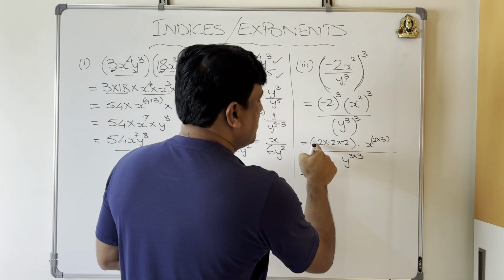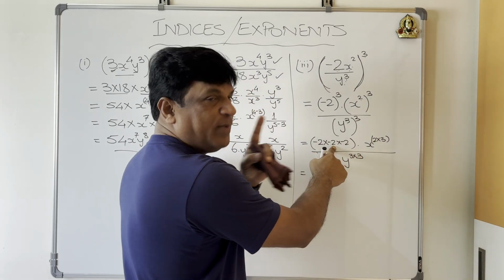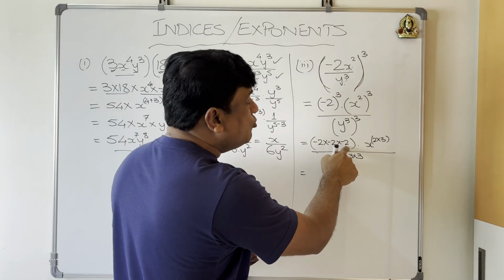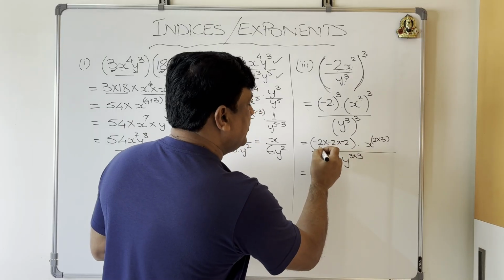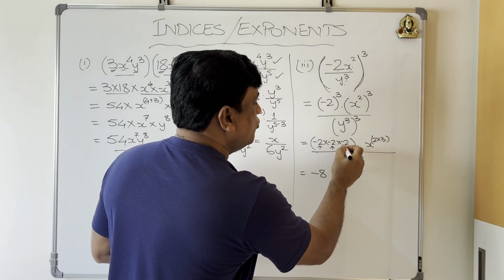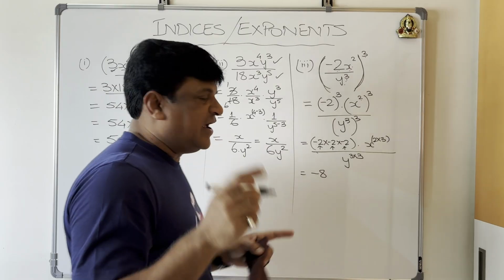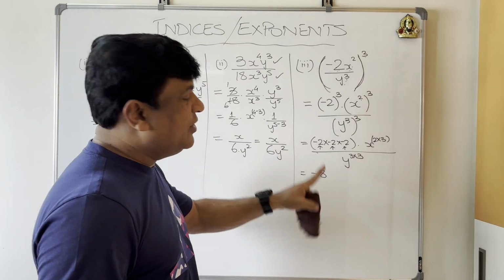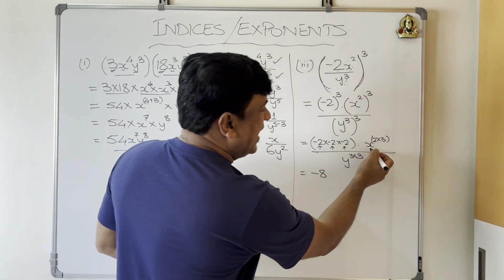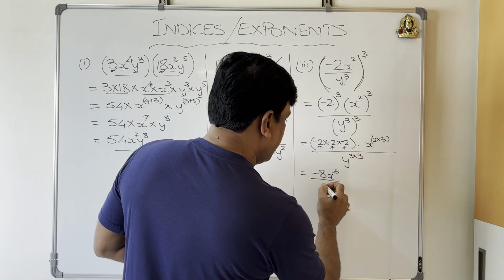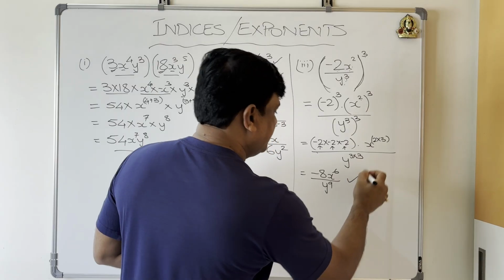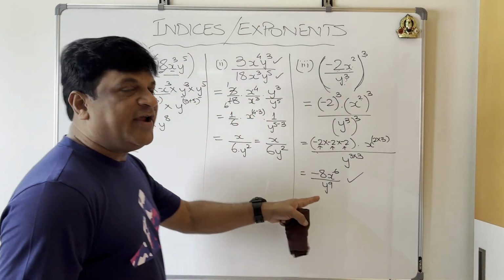Now look at it. Minus 2 into minus 2 will give you plus 4. Plus 4 into minus 2 will give you minus 8. Remember, you have to do it one by one so that you don't miss out on that minus sign. If you miss out a minus sign over here, you'll get the entire problem wrong. And this becomes x to the power 6 and this becomes y to the power 9. That's your answer, because you cannot simplify it further.